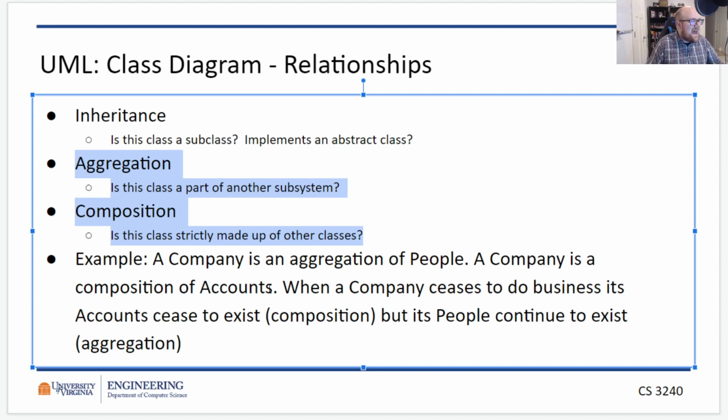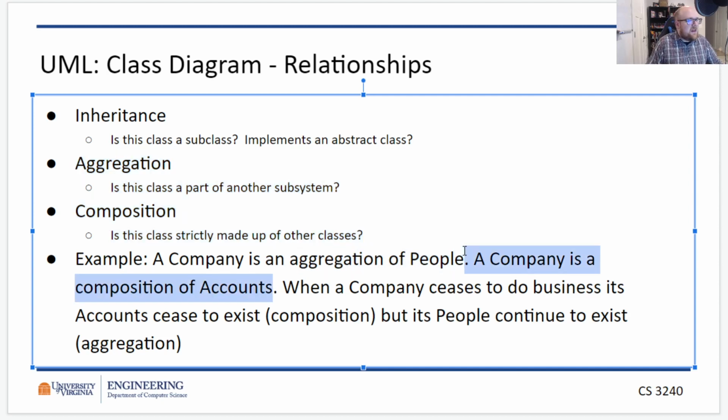A company, however, has a set of accounts. And if the company ceases to do business, those accounts cease to exist. So that is composition, excuse me. Aggregation is when the entities can exist separate from the owner. Composition is when the whole, the company, is inseparable really from the accounts. So the accounts are inseparable from the company.